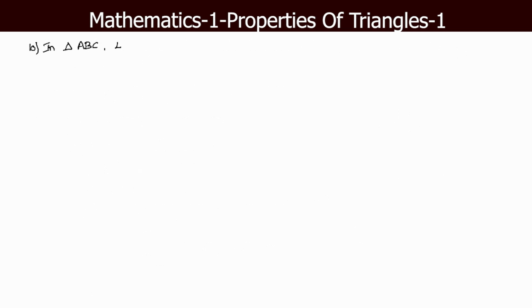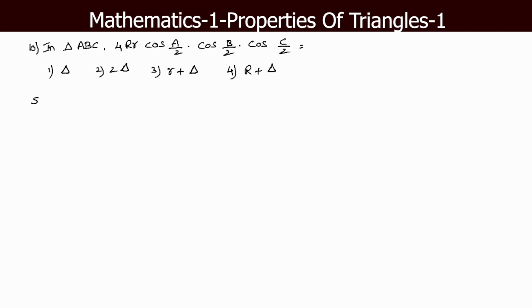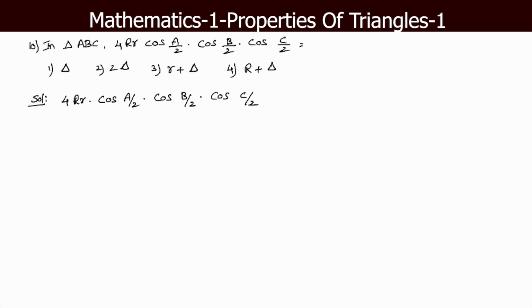Problem number 10. In triangle ABC, 4 capital R small r into cos A by 2 cos B by 2 cos C by 2 is equal to: 1) delta, 2) 2 delta, 3) r plus delta, 4) capital R plus delta. Now, 4 capital R cos A by 2 cos B by 2 cos C by 2. Here you use the half of the angles formula, the cos of half of the angles formula we are using.